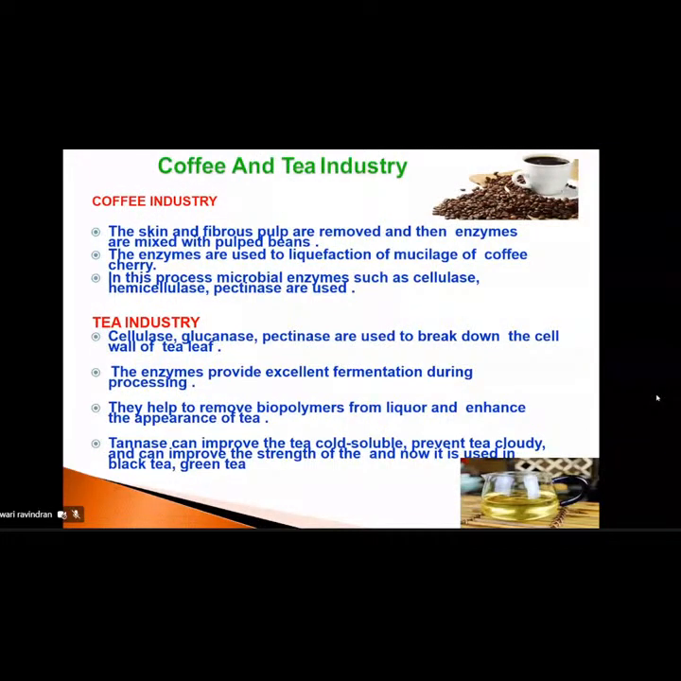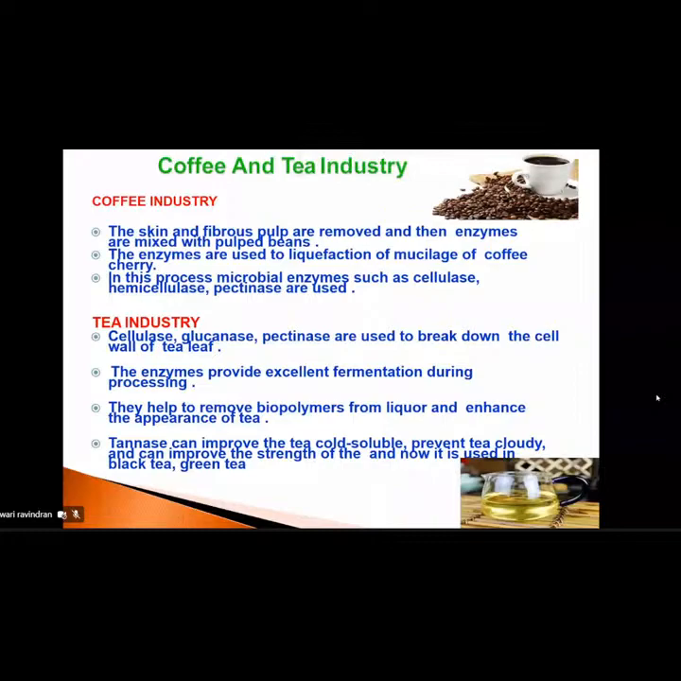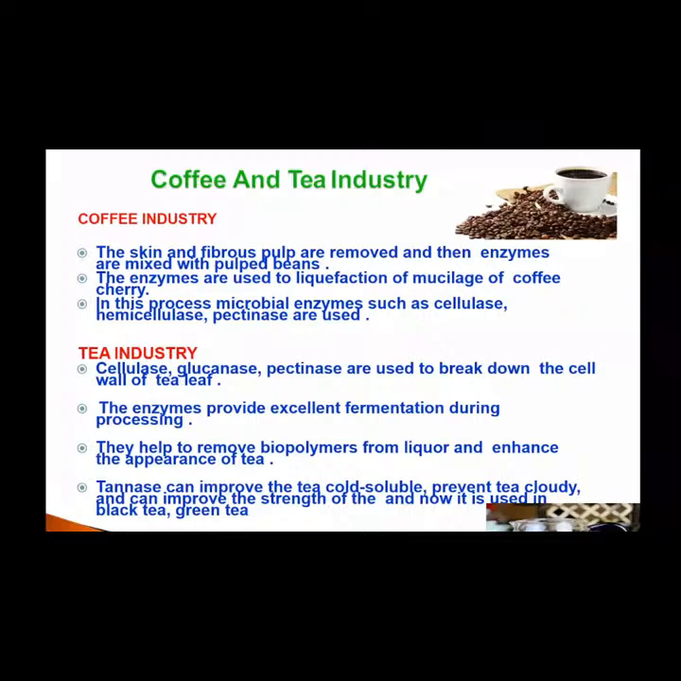And coming to the coffee industry, enzymes are used to liquefy the mucilage of the coffee cherry, right? So as to make very good coffee. Some of the enzymes used in the coffee industry are cellulase, which acts on cellulose, hemicellulase, which acts on hemicellulose, and pectinase, which acts on pectic compounds. And coming to the tea industry, some of the enzymes used are cellulase, glucanase, and pectinase. These are all the enzymes used to break down the cell wall of the tea leaf, right? So the tea leaf.